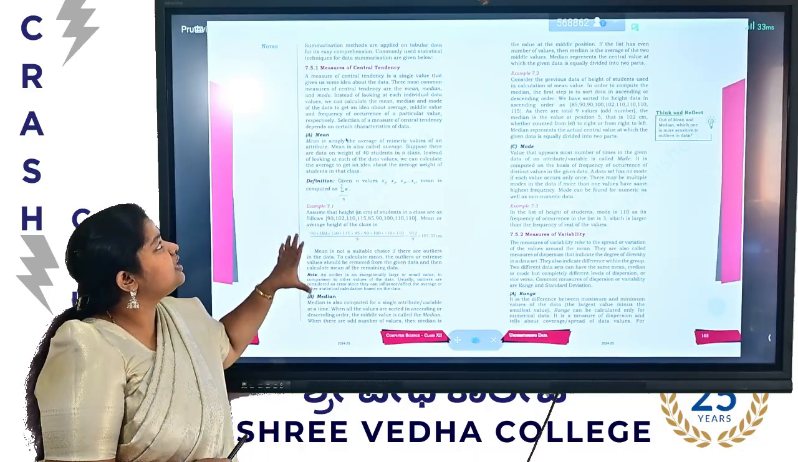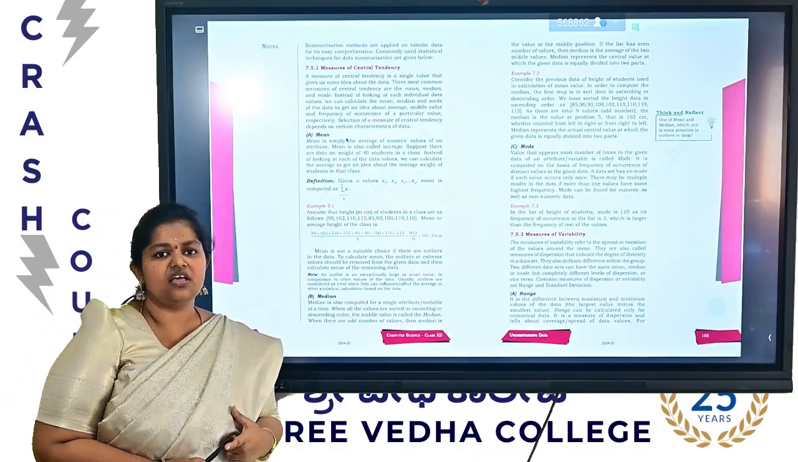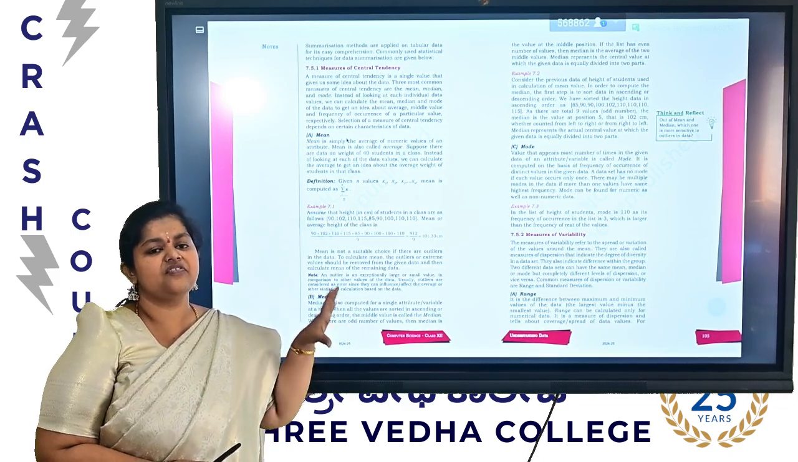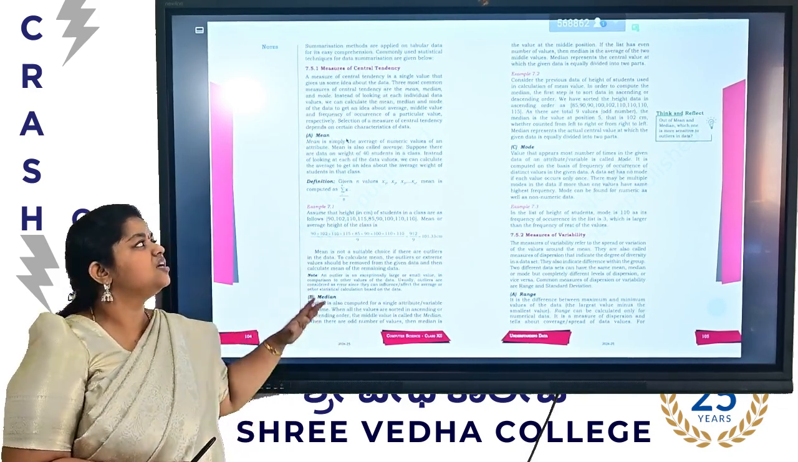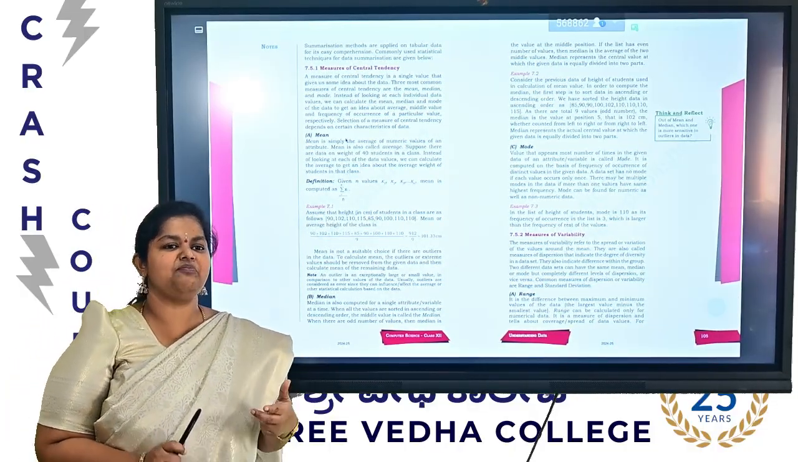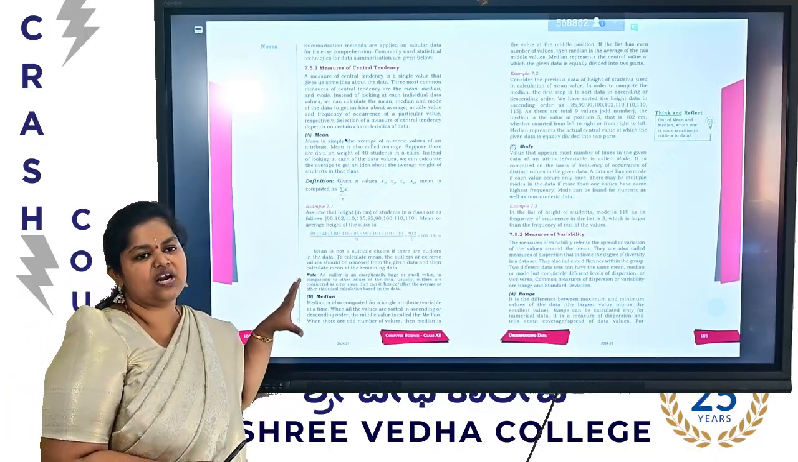So coming here, measures of central tendency. This plays a very important role and it is very easy to score 5 out of 5 marks with this short. It includes mean, median, mode. From childhood you have been learning mean, median, mode, so it is very easy to understand.